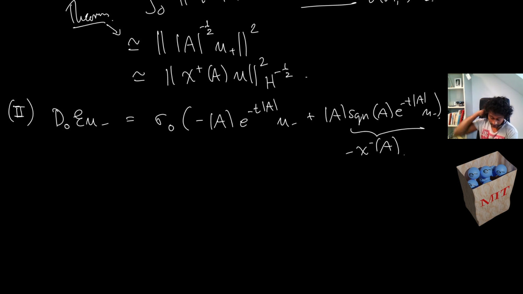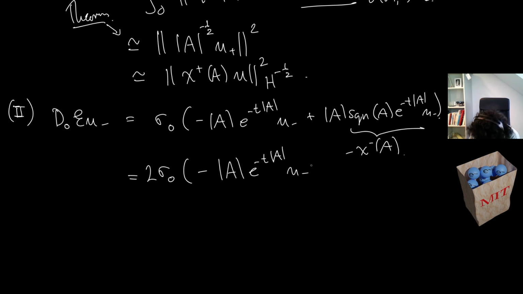Okay? So then we end up with sigma naught minus, so we end up with 2 sigma naught negative modulus a e to the minus t a of u minus. Right? This is what we end up with. Okay, so maybe I'll take the negative out the front here.